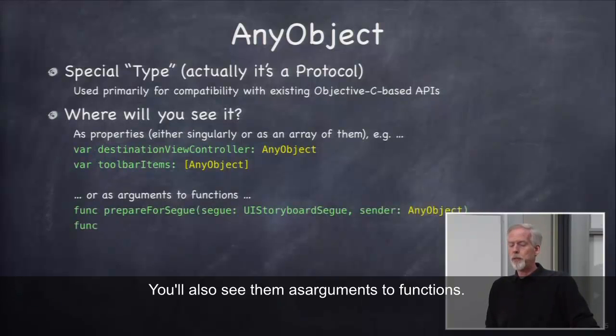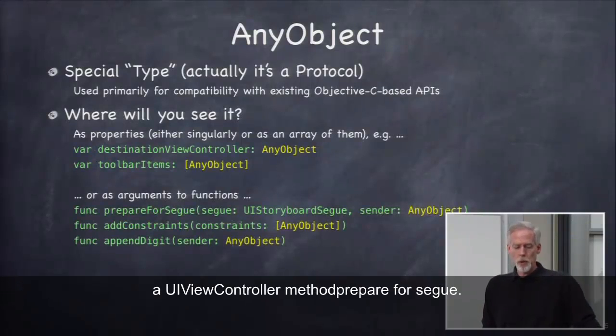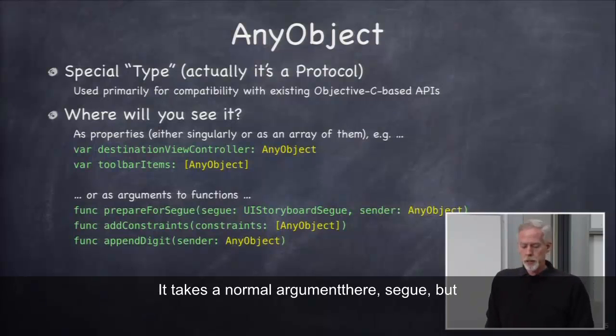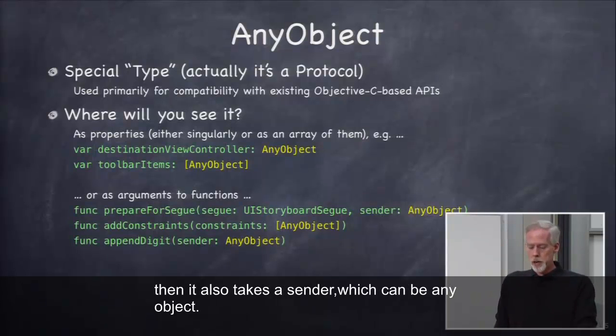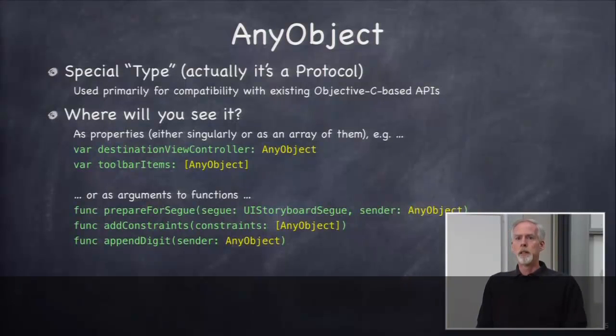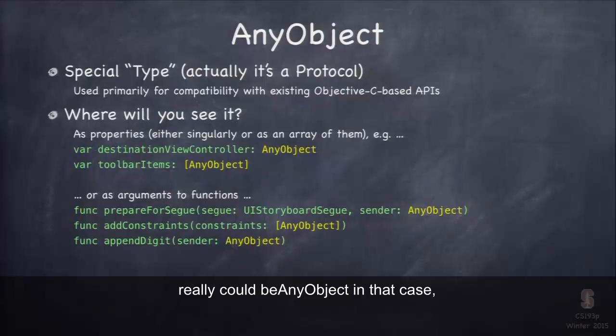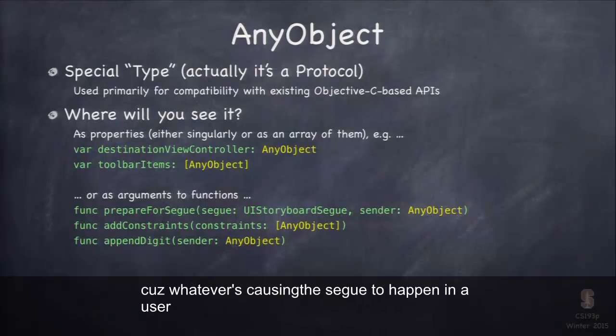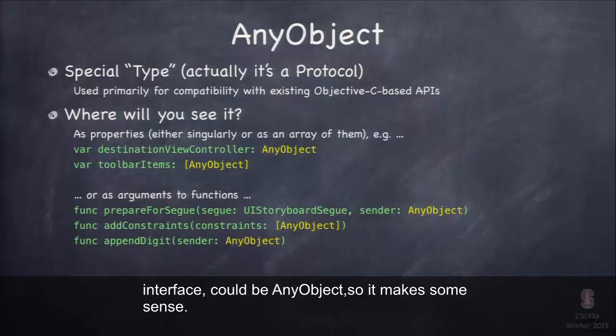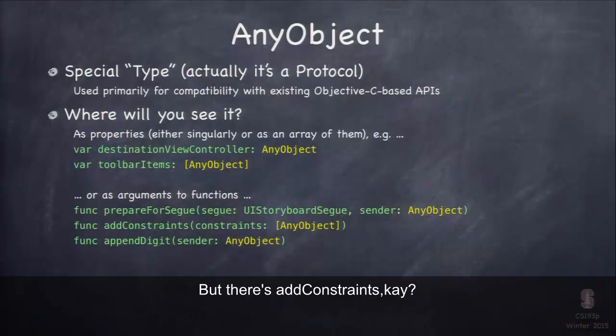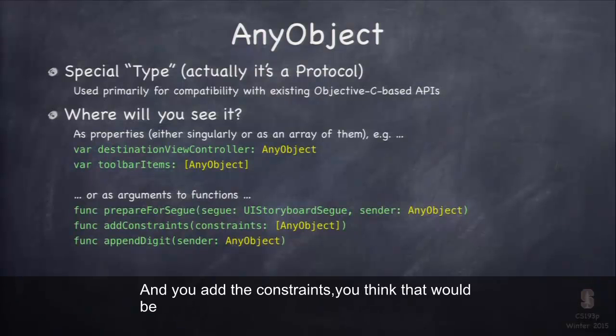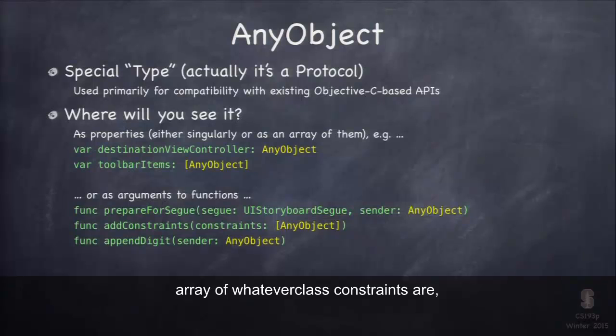You'll also see them as arguments to functions. Like here's a UIViewController method prepareForSegue. It takes a normal argument there, segue, but then it also takes a sender, which can be AnyObject. Now in that case, it kind of makes sense because it really could be any object, because whatever's causing the segue to happen in your user interface could be any object, so it would make some sense. But there's addConstraints, okay, which is another UIView thing. And you add the constraints, you think that would be an array of whatever class constraints are. I haven't taught you about this, but these are the constraints that do all our UI shifting. But again, for historical reasons, it's an array of AnyObject.